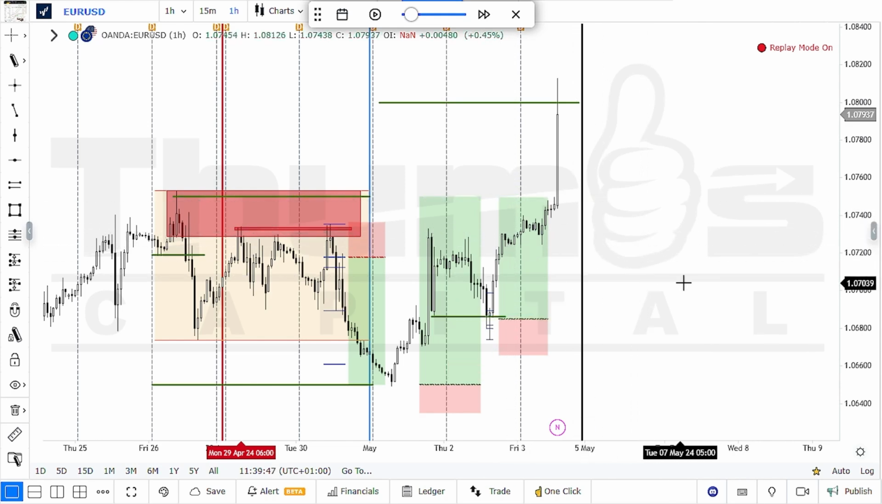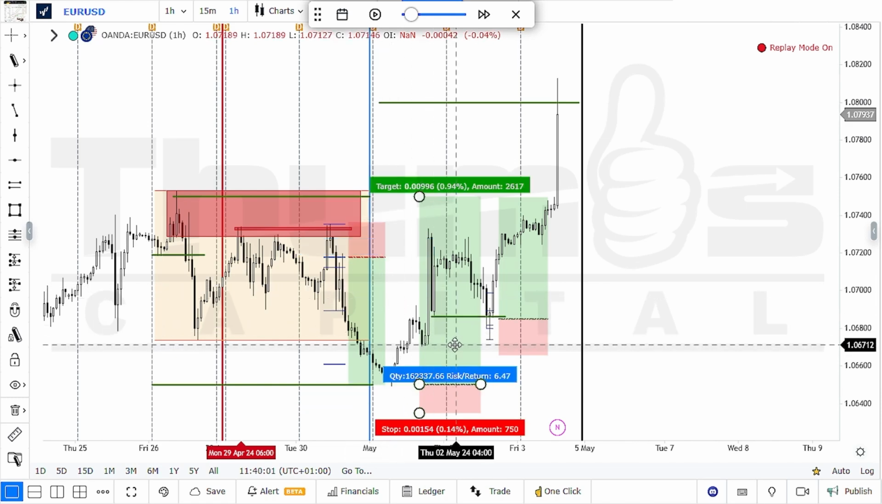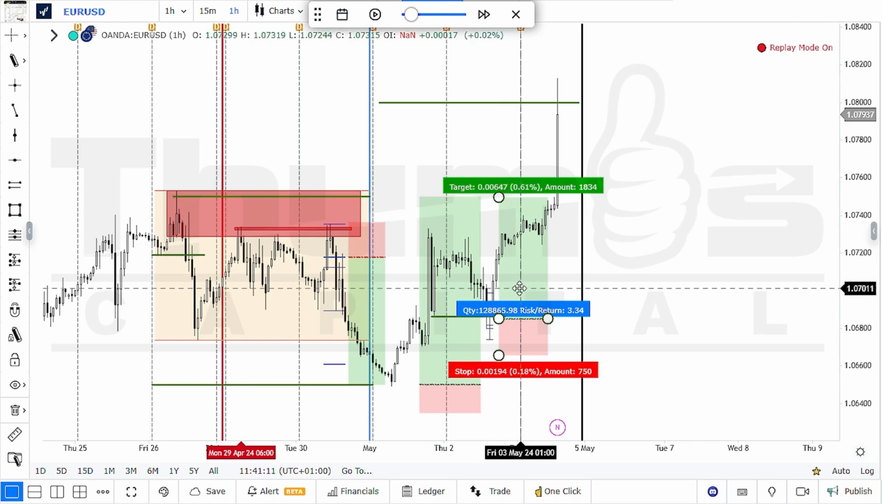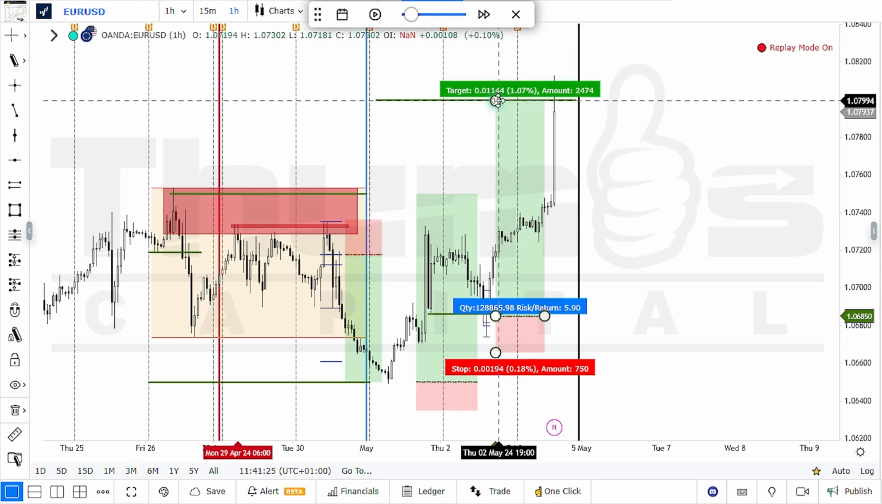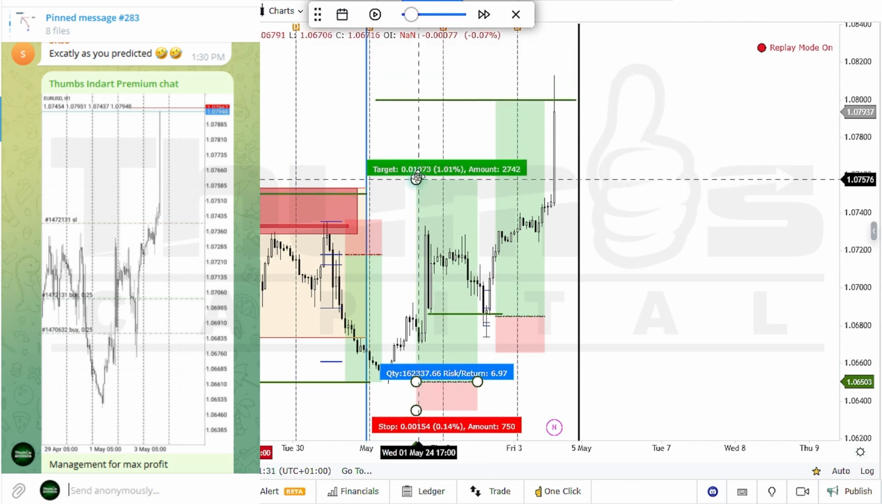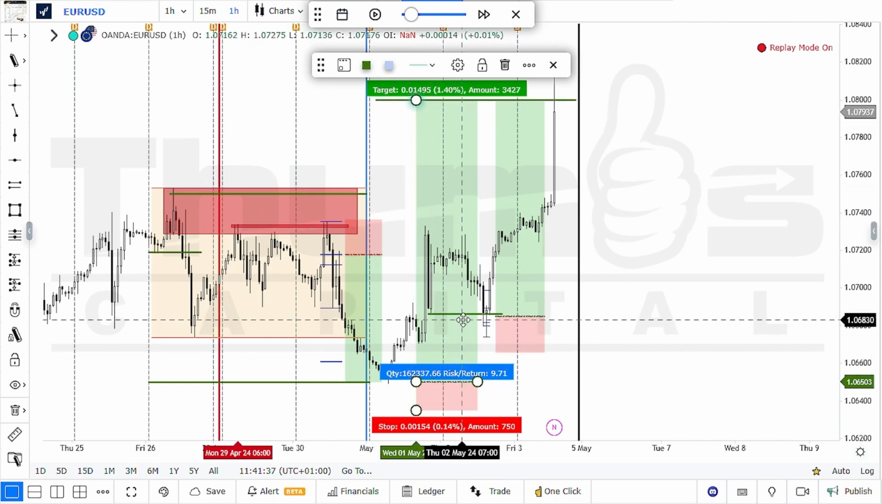Let's see what we got in terms of risk reward. For the first trade of Monday Tuesday contract, we had about 1 to 3.67 risk reward ratio on that. For the second one, we got 1 to 6.47 on the first trade, and on the second position we got 1 to 3.3 on the first take profit, and the final TP was about 1 to 5.9. And for the final TP on this first position, it was about 1 to 9.7 risk reward ratio.